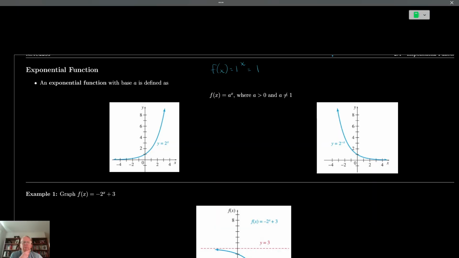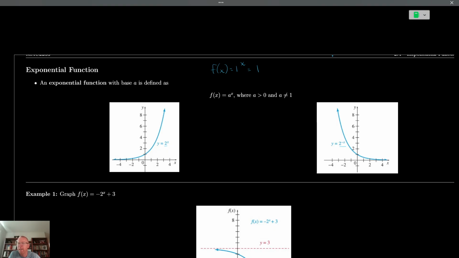Now, what does the graph look like? An exponential function looks like this. If y equals 2 to the x, or if y equals 2 to the negative x, it looks like this, where it's going down from left to right. So 2 to the x goes up from left to right. 2 to the negative x goes down from left to right.